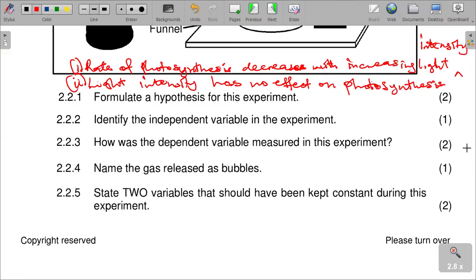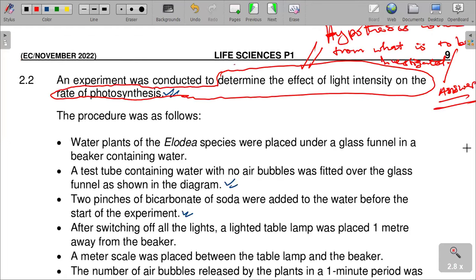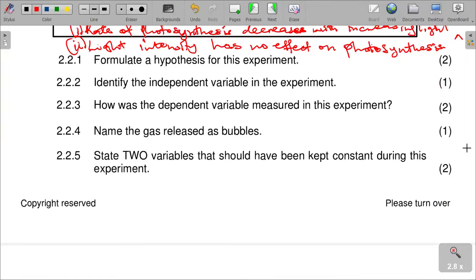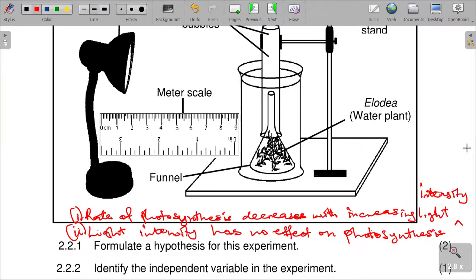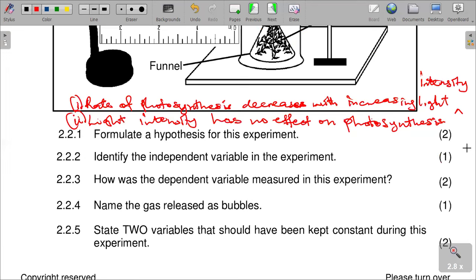Identify the independent variable in the investigation. The independent variable, again, you find it there in what is being experimented: to determine the effect of light on the rate of photosynthesis. So there is the effect of light, and also we are saying light intensity versus rate of photosynthesis. The question wants you to identify the independent variable. The independent variable is light intensity. Light intensity is the independent variable that is in question here.